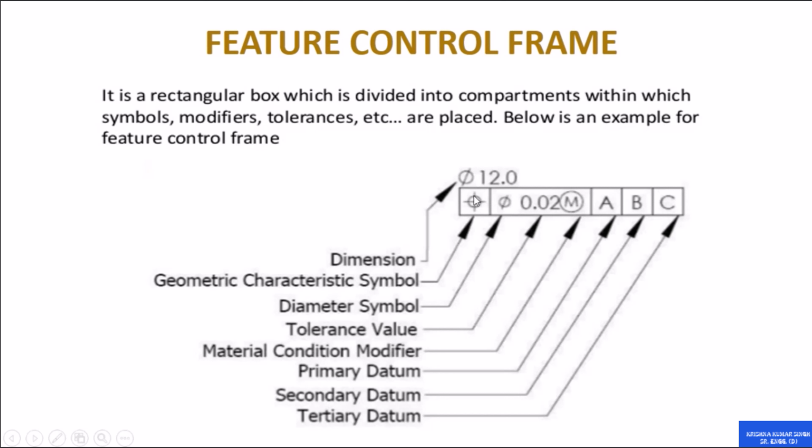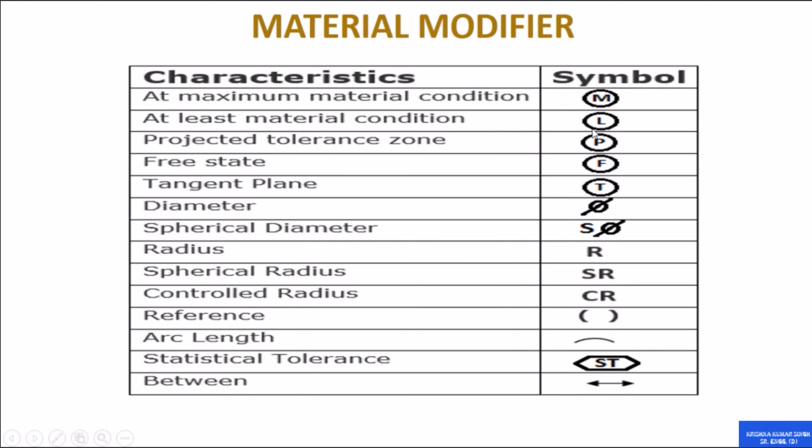You can see the features of the frame, where we have dark geometric characteristics, like here you can see the positioning symbol. Sometimes we need the diameter symbol in case of holes. Then the value, then we have modifiers here. These are the maximum and least material modifiers. There is a need for a lot of detail. You need to know about them. We will be discussing these, especially the types.